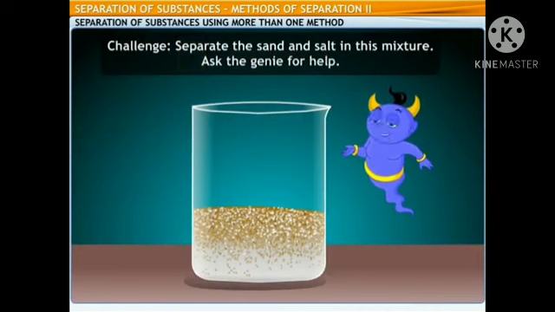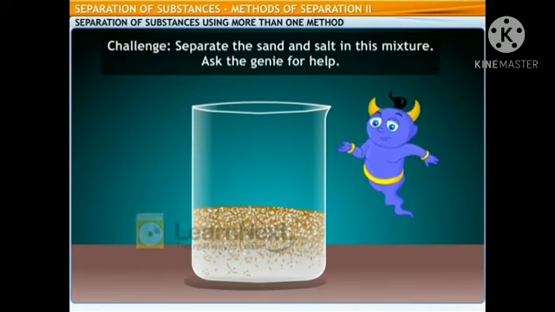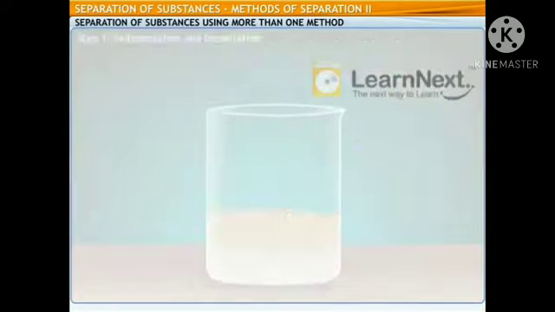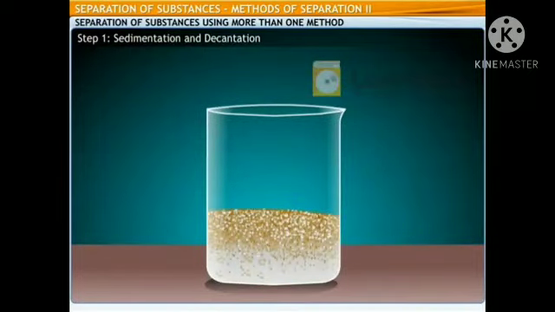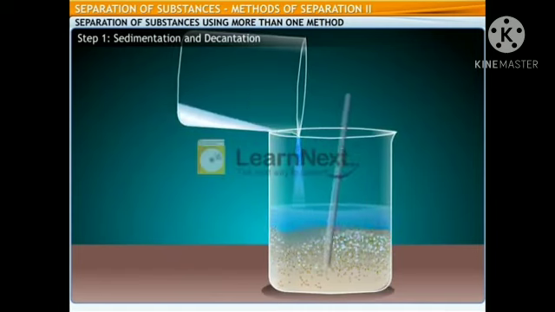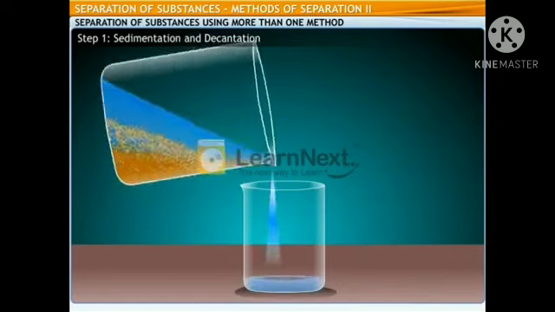This problem is a little more complicated. It is a mixture of sand and salt, which are both too fine to separate by hand, or by sieving, or even by filtration alone. To solve this problem, you will have to use a combination of methods. Let me try. The first method we'll use is sedimentation and decantation. Let's put this mixture in water and wait for the sand to settle. Then, we will decant the salty water, which will separate the sand from the mixture.